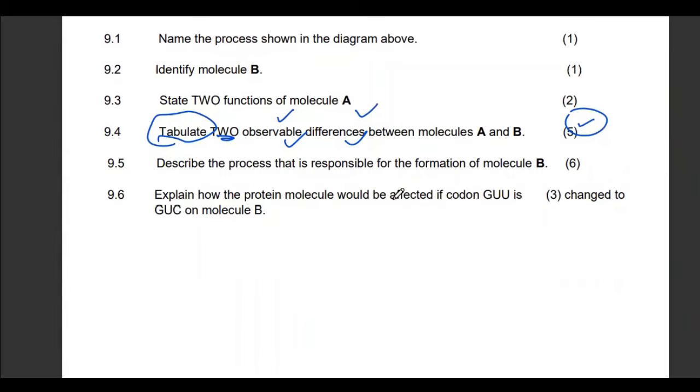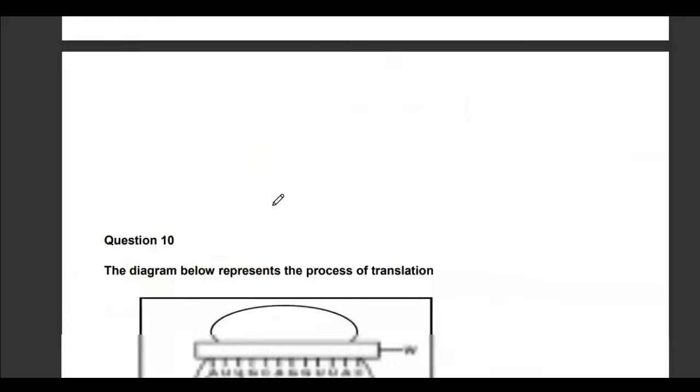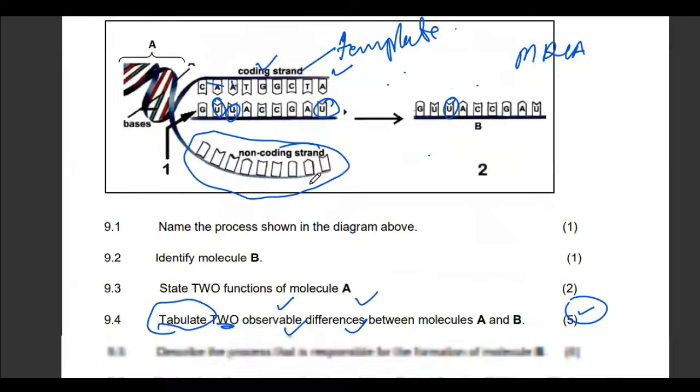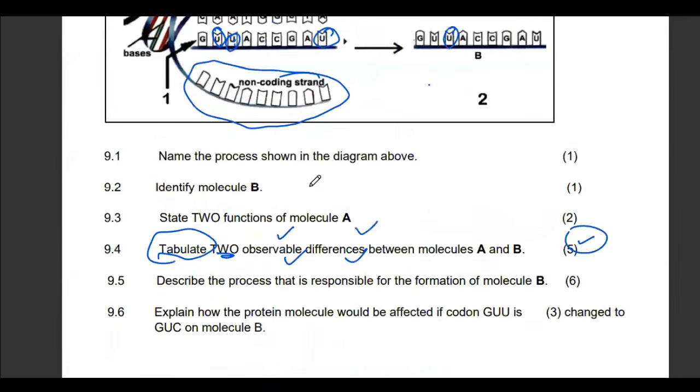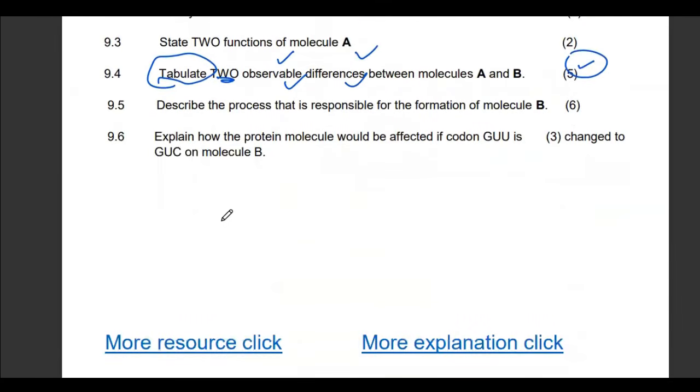Explain how the protein molecule would be affected if codon GUU is changed to CGC. It depends on two things. If there is a table, you compare the table and see if it's going to lead to a different amino acid. But because this is open, we assume that it's going to be a different amino acid. For example, if you started with GUU and then GUC, from this to that. Let me explain this.